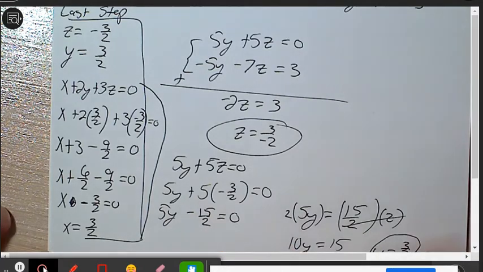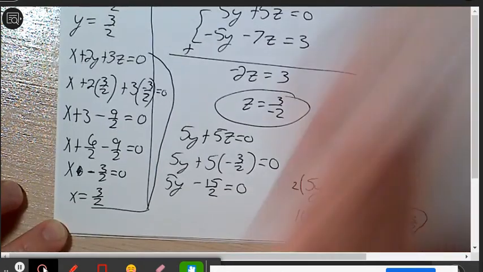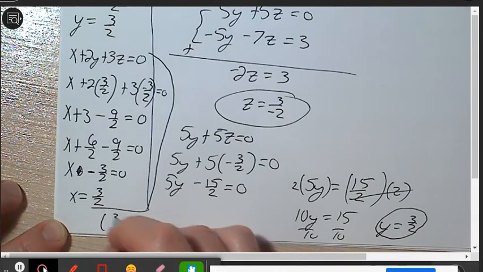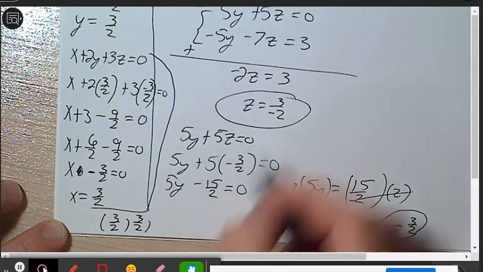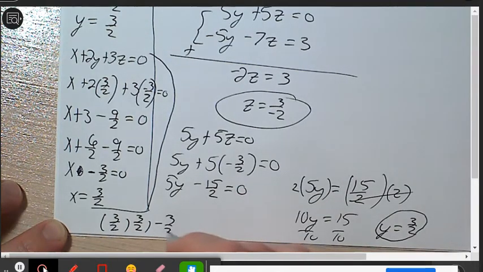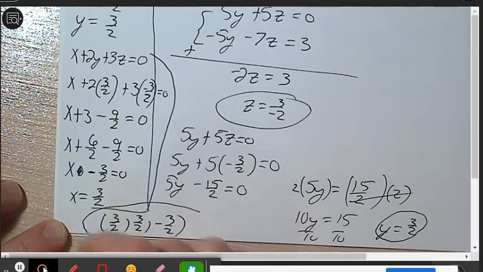Okay, so final answer then is x is going to be 3 over 2. y is also 3 over 2. And then z was negative 3 over 2.